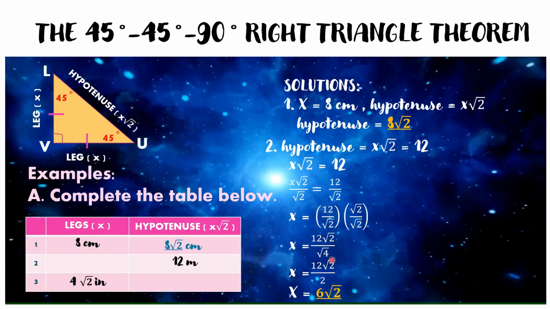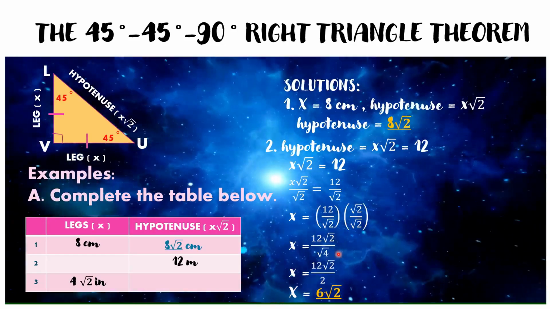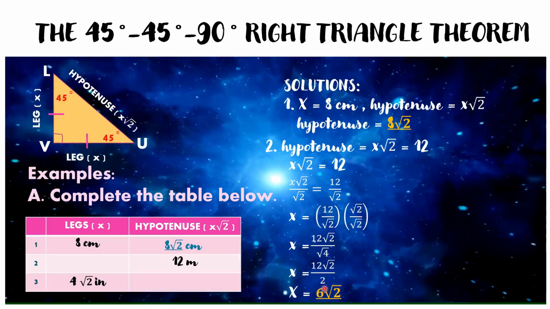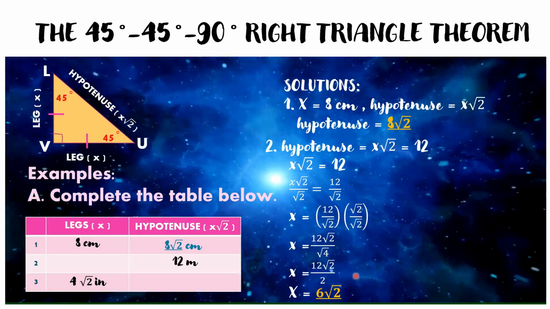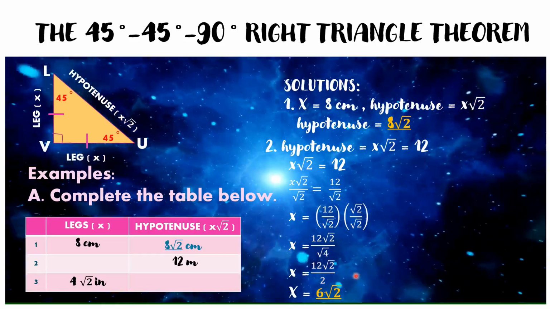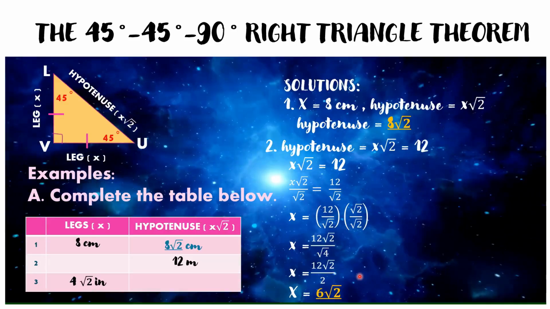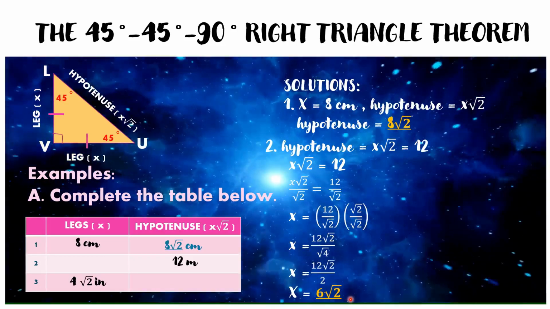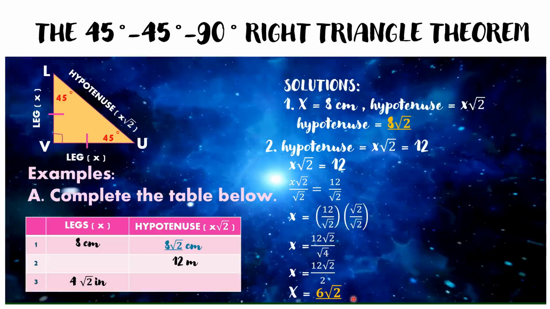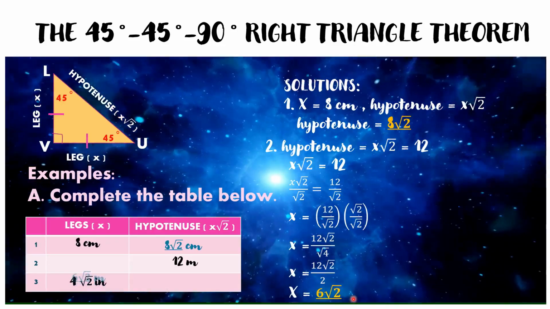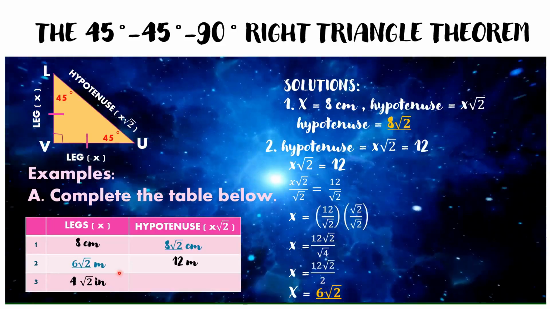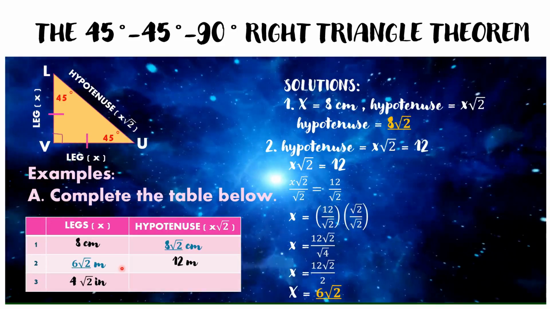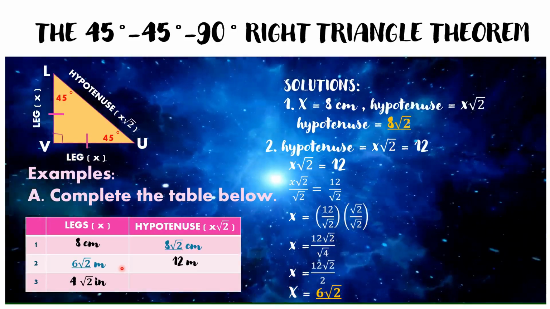Where did the 2 come from? From the square root of 4. Square root of 4 is equal to 2, so we have 2 there. Now, since 12 is divisible by 2, we can divide 12 by 2. 12 divided by 2 is 6. So 12 square root of 2 divided by 2 is equal to 6 square root of 2. So the measure of our legs when the hypotenuse measures 12 meters is 6 square root of 2 meters.